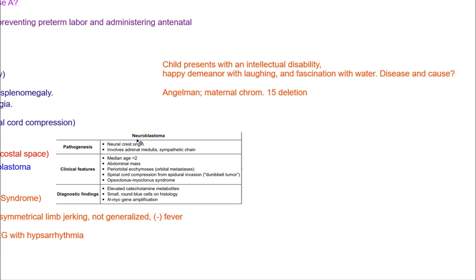And then neuroblastoma. Pathogenesis is going to be neural crest origin, involving the adrenal medulla and sympathetic chain. Median age is less than 2. It presents as an abdominal mass. There's periorbital ecchymosis or orbital metastasis, spinal cord compression from epidural invasion, so it's known as a dumbbell tumor, and opsoclonus myoclonus syndrome, which we just talked about. Diagnostic findings are going to be elevated catecholamine metabolites, small round blue cells on histology, and NMYC gene amplification. And that's all for pediatric neurology.